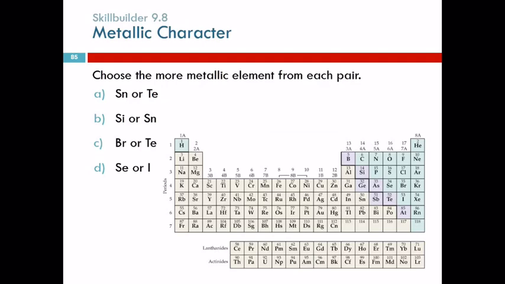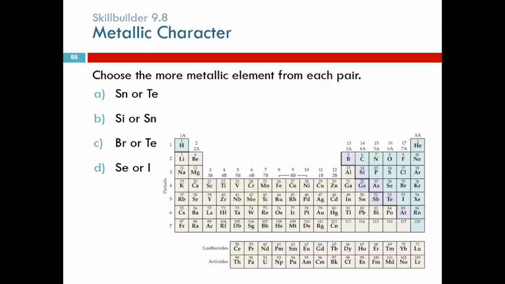I don't know about you, but I'm getting tired of these. Let's just do A and B. So tin or tellurium? Here's tin, here's tellurium. Which is more metallic? Tin. Because it's over here in the metals, right? You just look at the periodic table and see that trend. This is the nonmetals and these are the metals. So tin is more metallic.